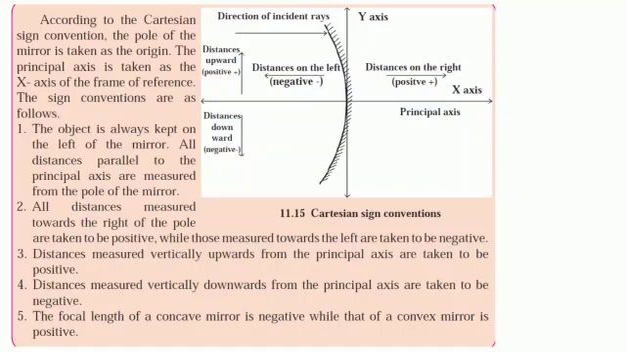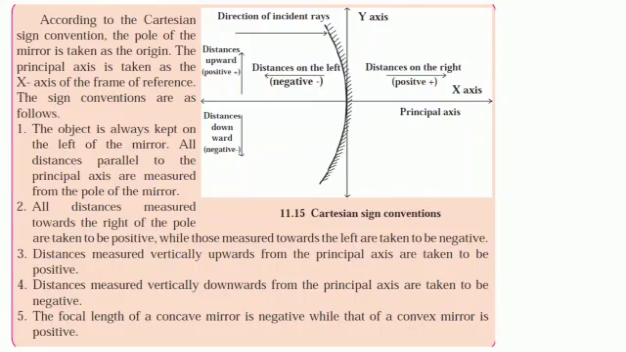The object is always kept on the left of the mirror. All distances parallel to the principal axis are measured from the pole of the mirror. We have taken pole as the origin, already discussed previously. All distances measured towards the right of the pole are taken to be positive, while those measured towards the left are taken to be negative. Distances measured vertically upward from the principal axis are taken to be positive. Distances measured vertically downward from the principal axis are taken to be negative. The focal length of a concave mirror is negative, while that of convex mirror is positive.